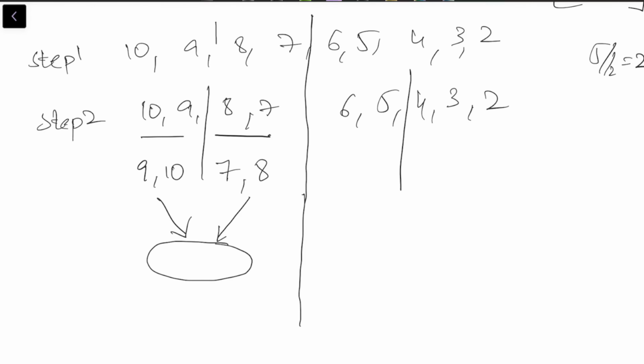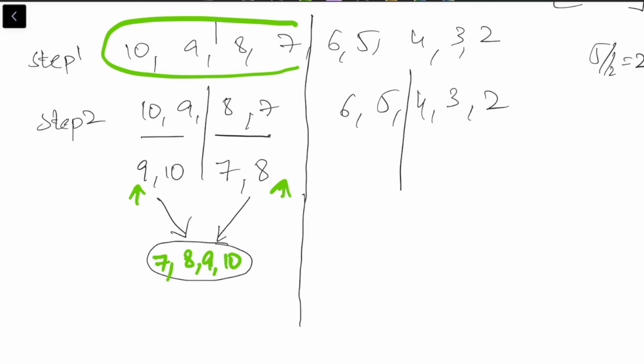Merge the lists. We'll have a pointer here and a pointer here. We check 7, 9, which is less? 7, and the pointer moves to 8. 8, 9, which is less? 8, and then the pointer is pointing to null. So we'll directly add 9, 10. You see, you got the first half in sorted order. Got it, right? Now what happens here? Its length is less than or equal to 2.